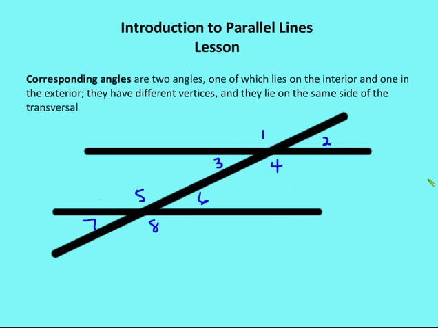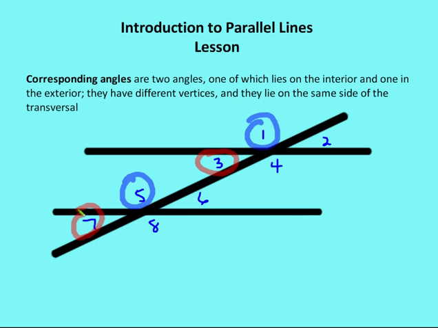Okay, finally, corresponding angles. Corresponding angles are 2 angles, one of which lies on the interior and one on the exterior. They don't share a vertex, they have different vertices, and they lie on the same side of the transversal. Okay, so I can say now that 1 and 5 are corresponding angles. So let's see if that works. One lies on the exterior and one on the interior. That's right. They don't share a common vertex, and they lie on the same side of the transversal. So 1 and 5 would be a pair of corresponding angles.